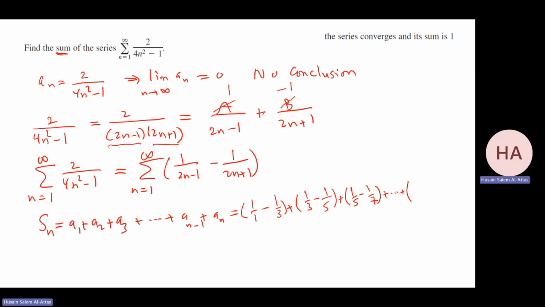Now if I substitute a_(n-1), I have 1 over 2n minus 3 minus 1 over 2n minus 1. Plus, what is a_n? 1 over 2n minus 1, sorry, I put n minus 1 so that gives 2n minus 2 plus 1, which gives 1 over 2n minus 1. Sorry. And this is minus 1 over 2n plus 1.